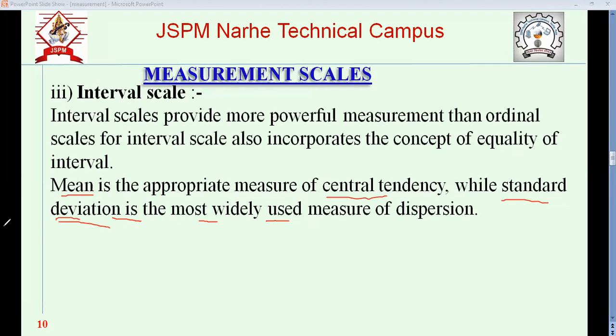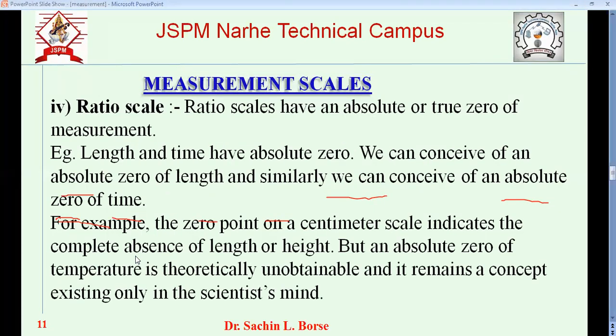Now we'll move to the most appropriate scale, that is the ratio scale.